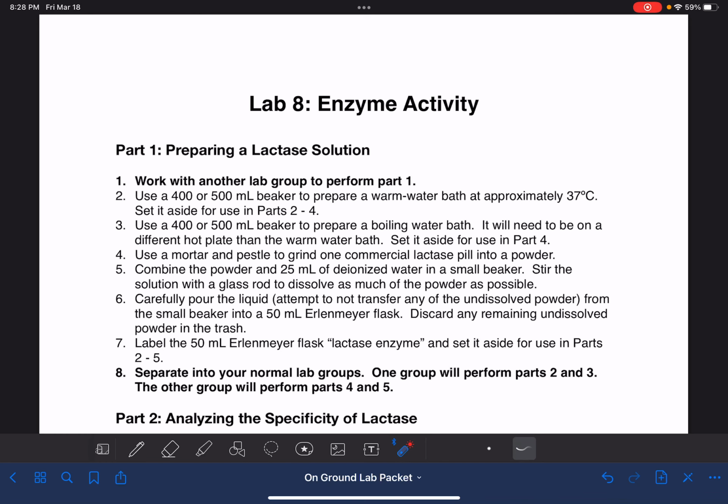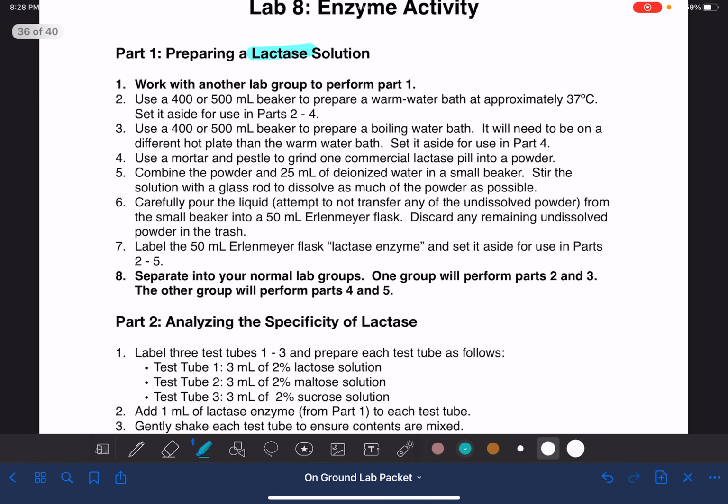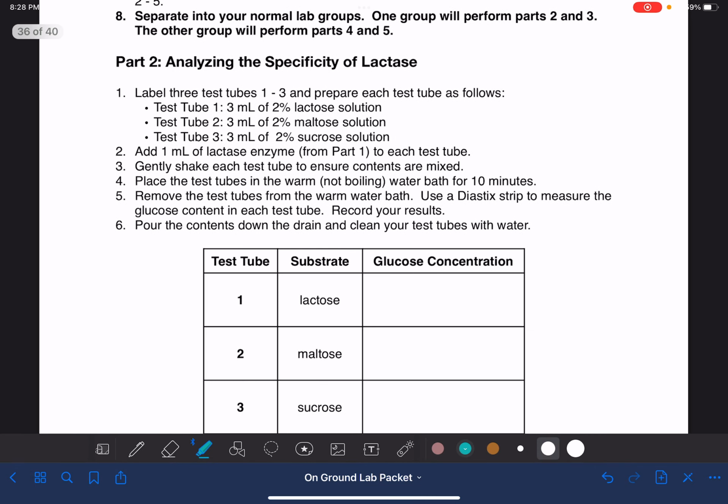In this video, I'll give you some tips for Lab 8 enzyme activity. In this experiment, we are working with the lactase enzyme, which works on the lactose disaccharide. Lactose is a disaccharide made up of two glucose molecules. So in the presence of that lactase enzyme, the lactose disaccharide undergoes hydrolysis. It splits apart to form two separate glucose monosaccharides.